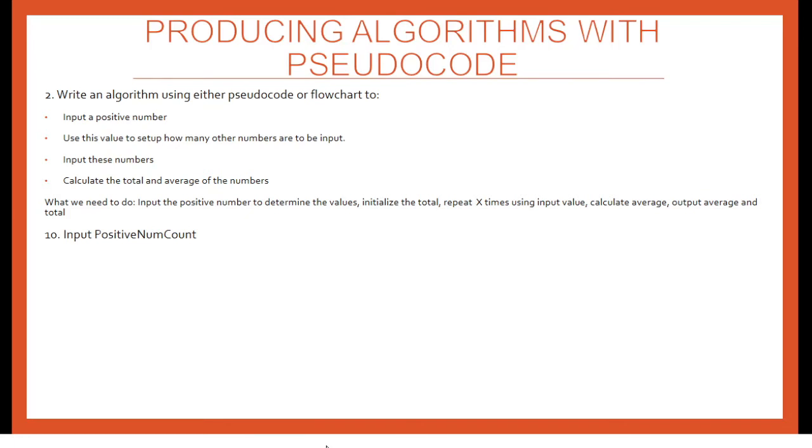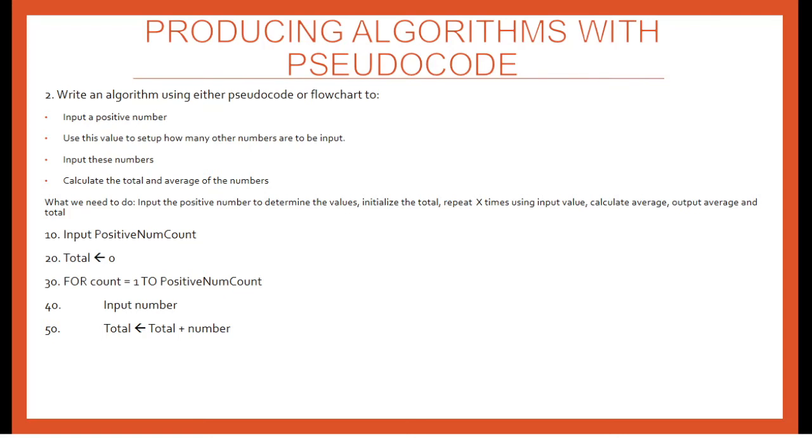First, input positive num count. Here, we input the positive number to determine how many numbers are to be input. Total is equal to 0. Here we are declaring the variable total. For count is equal to 1 to positive num count. Since the total number of repetitions is already known, we can use a for loop.